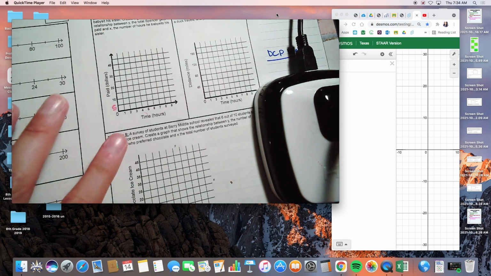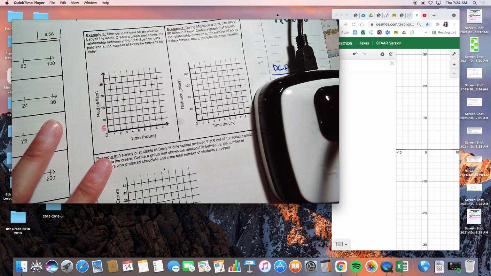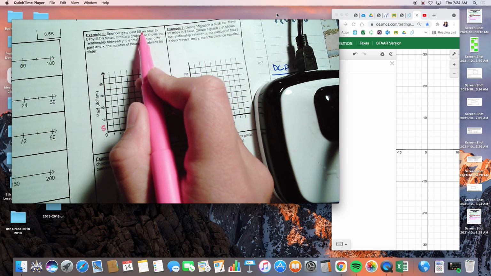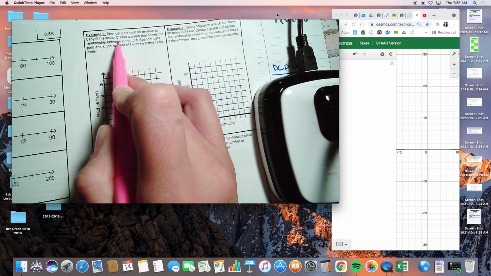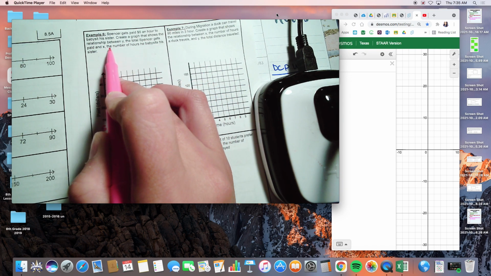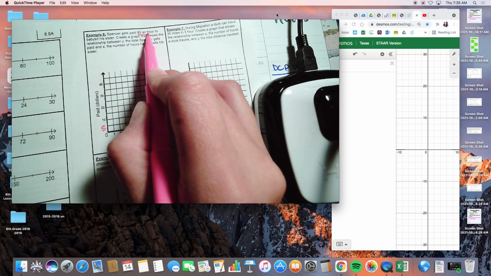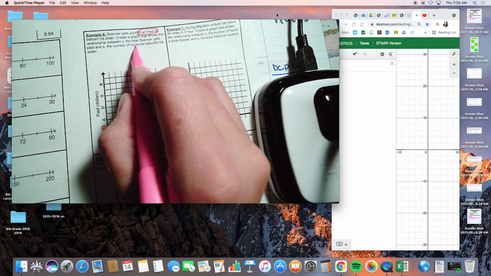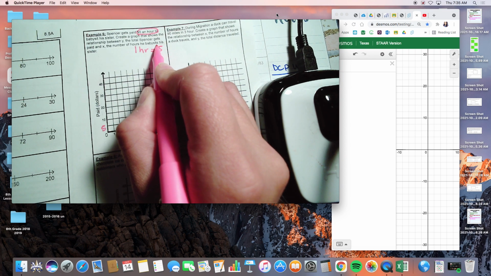We're going to go ahead and do this first example. It says Spencer gets paid $5 an hour to babysit his sister. Create a graph that shows the relationship between Y, the total Spencer gets paid, and X, the number of hours he babysits. So this is saying $5 an hour. That means 1 hour will be $5.